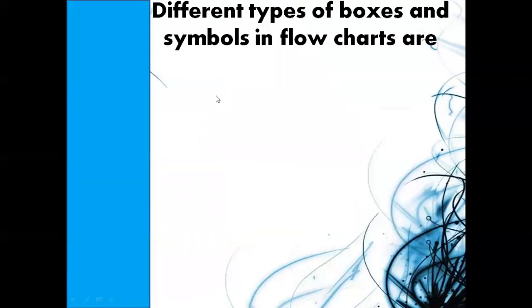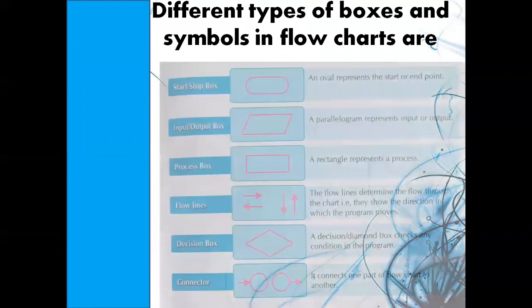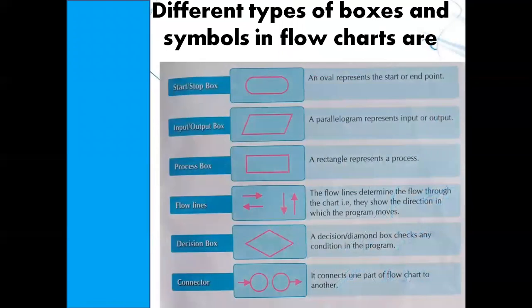So the different types of boxes which are used as symbols in flowcharts are in this picture and this table, which is given already in your textbooks. Please refer to it. This is very important. So let's start from the first symbol. The first symbol name is start and stop box. This symbol is compulsorily used in each and every flowchart to indicate the start of the flowchart and the end of the program. So in the beginning as well as in the end, it would be used.